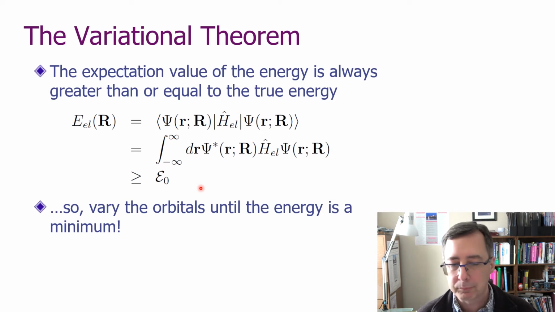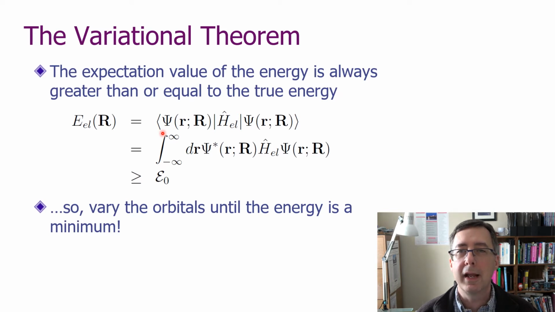It's a few lines. At any rate, let's just take this as a given, and if we know this, then that suggests an approach for coming up with a reasonable approximation psi. We can try different ones, and whichever one gives us the lowest energy must be in some sense closer to the right answer, because we know we can never overshoot. So we'll try or vary different psis and get one that gives us the minimum possible energy, and that's the one that we'll go with.